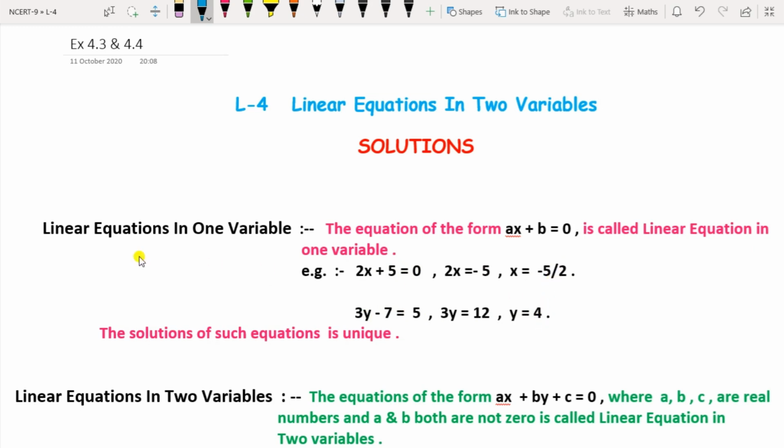Such types of equations can be shown on the number line. So the values of these equations, that is x and y, we can represent on the number line. That we have studied earlier.